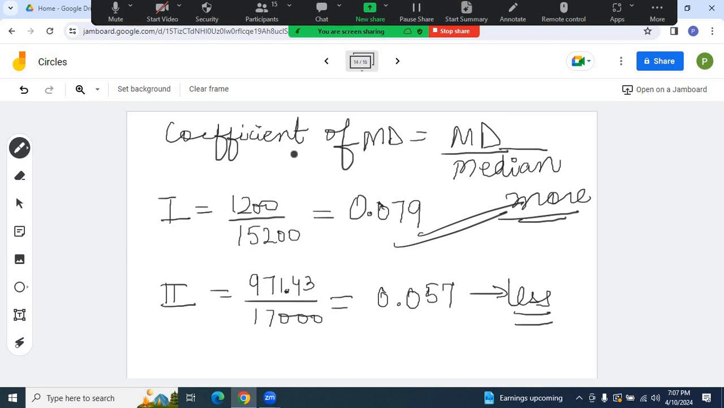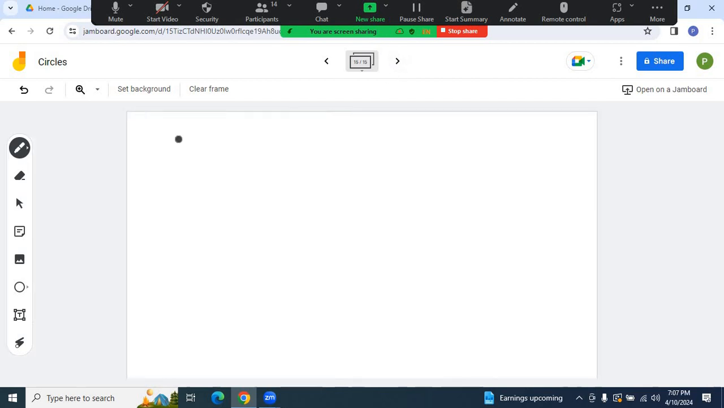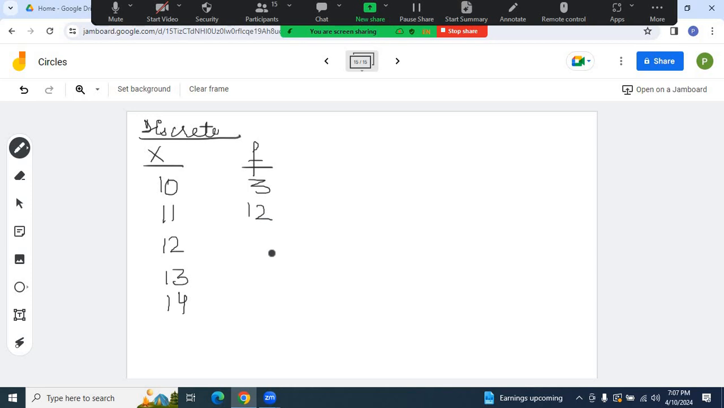Okay, so this we have done, individual series. Next is discrete series. Same topic but in discrete series. So we have to calculate mean deviation again from median. For example, we have observations and frequency. Observations: 10, 11, 12, 13, 14. Frequency is 3, 12, 18, 12, 3. Okay, and we total the frequency.